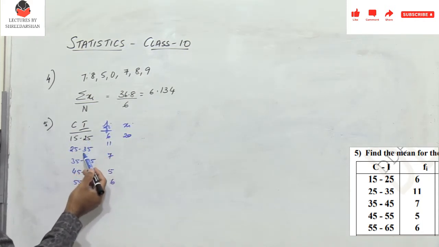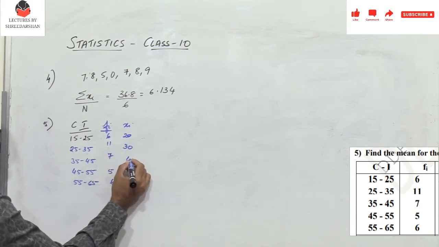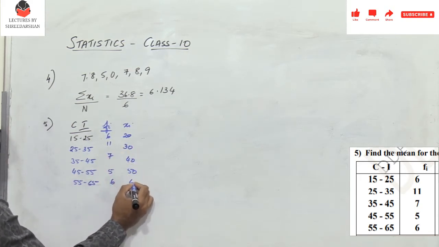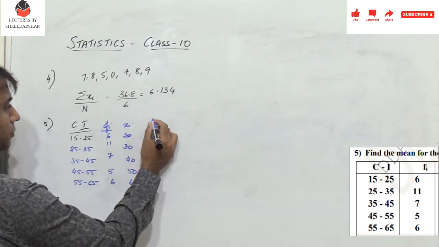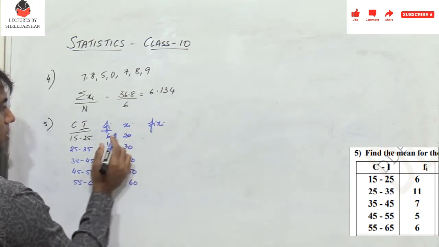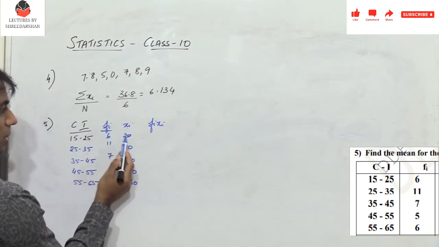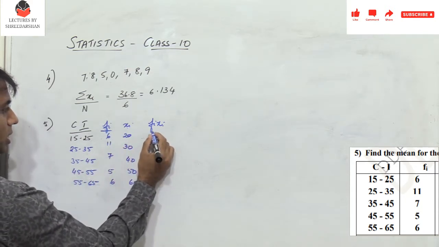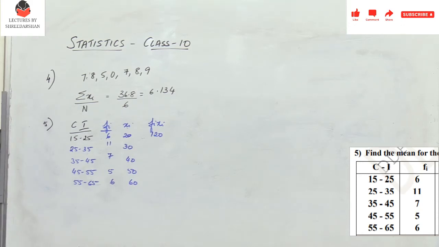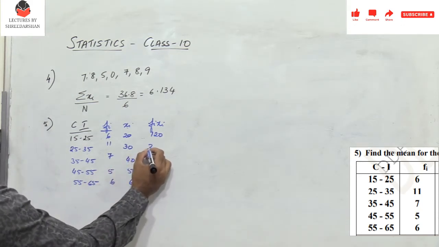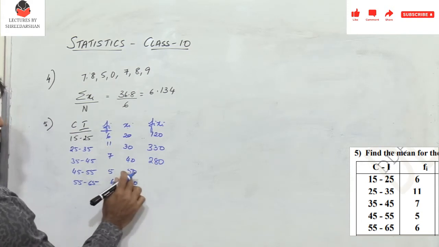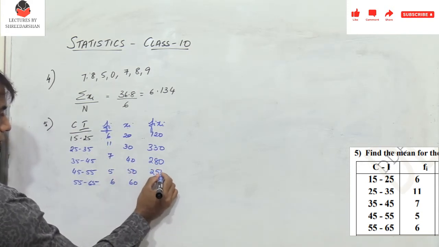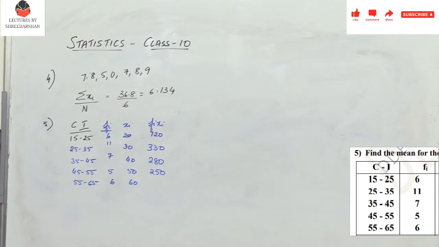Next, you keep on adding 10, you will get 30, 40, 50 and 60 here. Okay. So now to find the mean, first I need to find fi into xi. So multiply these two. So 6 into 20 will give me 120. 11 into 30 will give me 330. 7 into 40 will give me 280. 5 into 50 is 250. And 6 into 60 will give me 360.